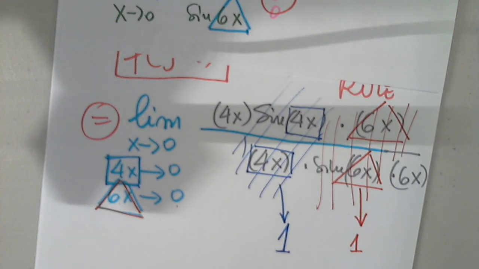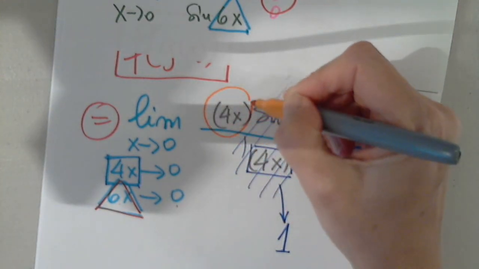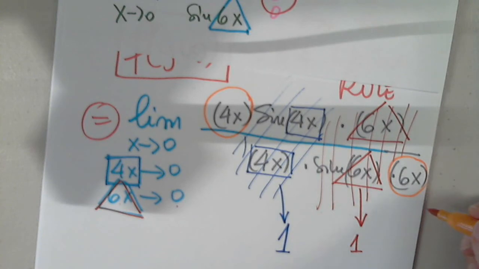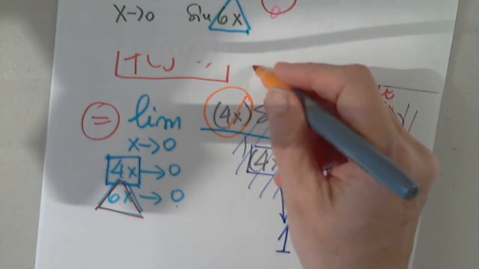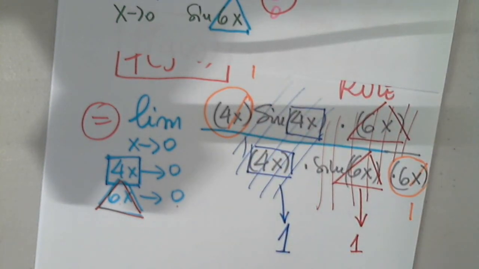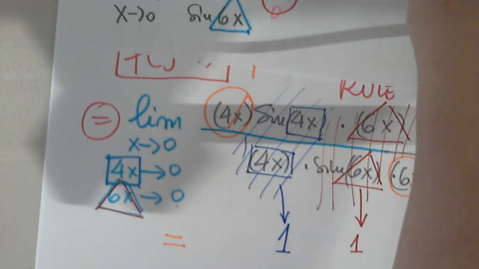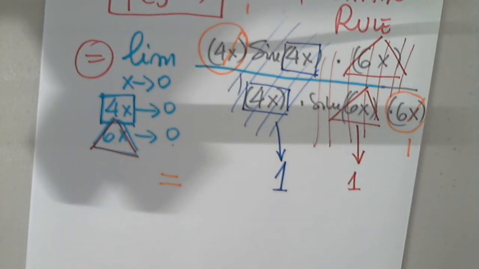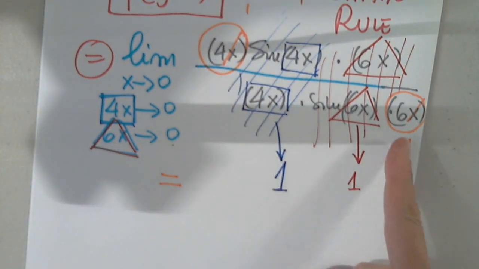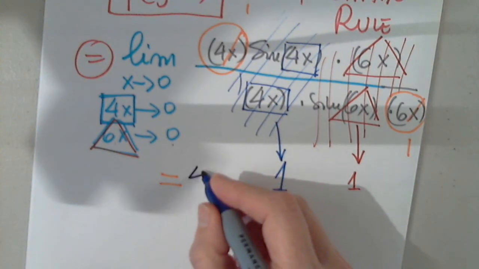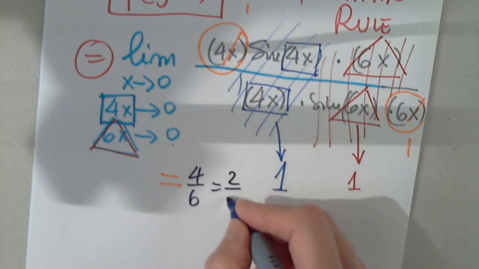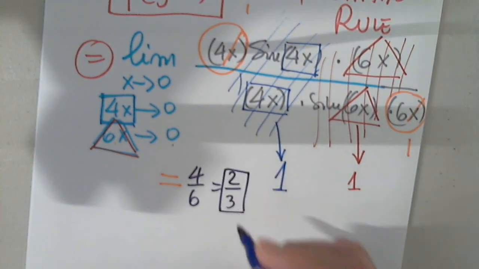Careful. This is left, and this is left, but I will simplify by x. 1 and 1. So therefore, what is the final answer? 2/3. 4 divided by 6. Excellent. 4 divided by 6, which is indeed 2/3.